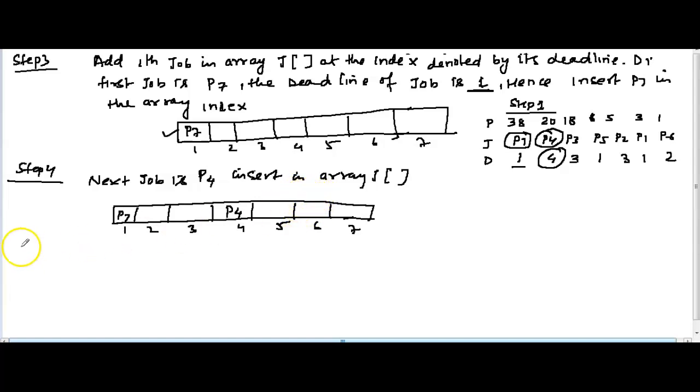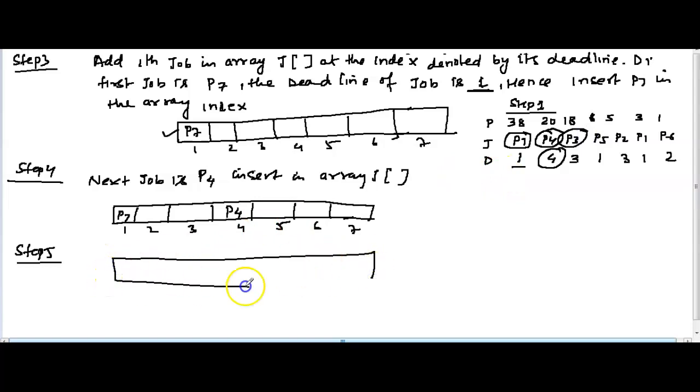Next, step 5. Next is P3. First create the array here: 1 2 3 4 5 6 7. P7 is there, and the last value is P4. Now see here, P3: how much is its deadline? 3. So in the third place I will write P3. We'll see P2 later.